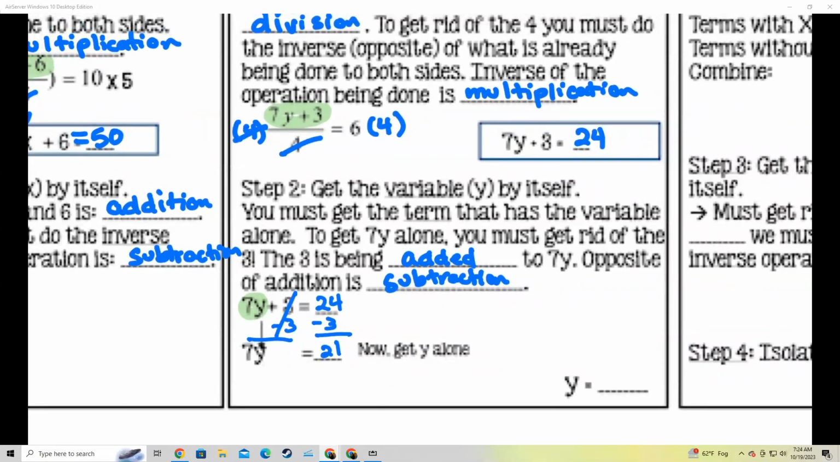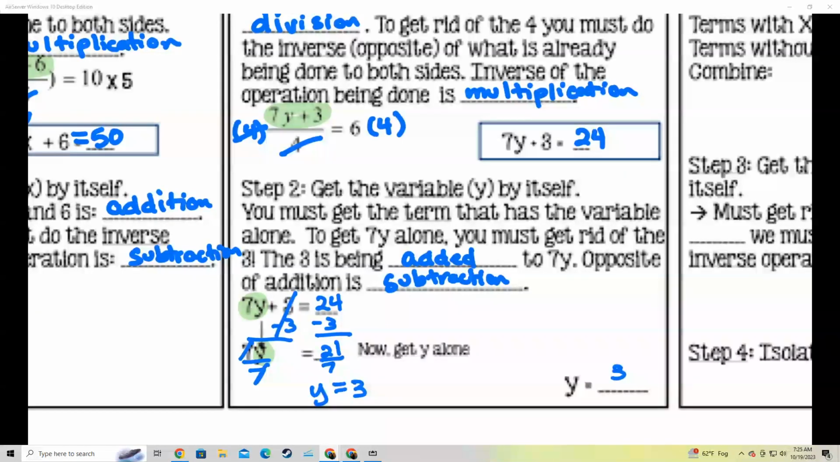Hey, we're almost done. Now I want to get the y alone, right? So I'm going to go ahead and highlight the y. Right now, that y is being multiplied by 7. To get rid of the times 7, I'm going to divide both sides by 7. These are going to cancel. And I get y is equal to 3.